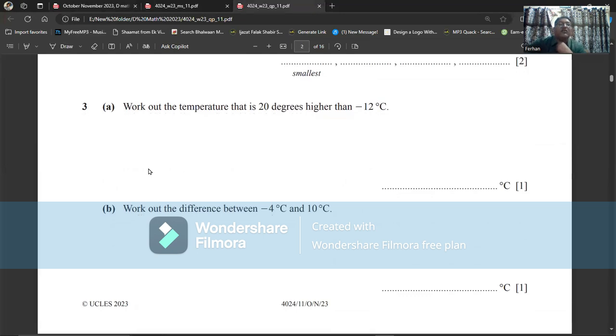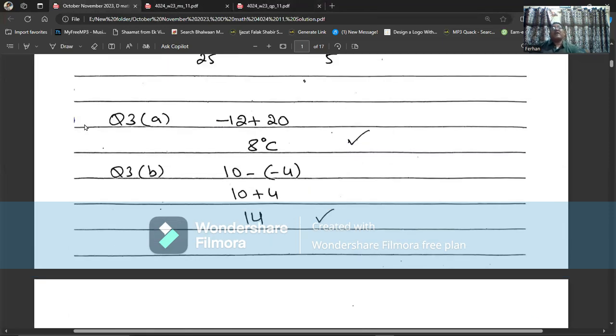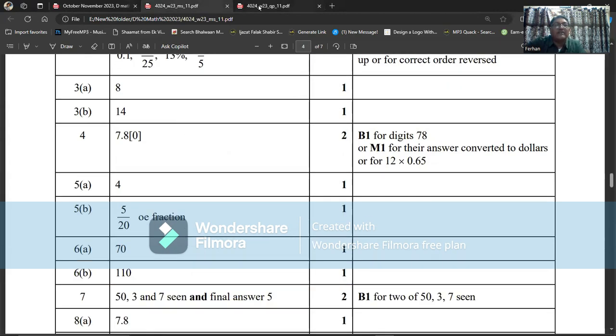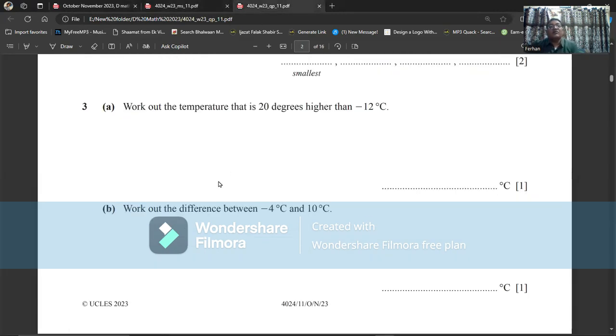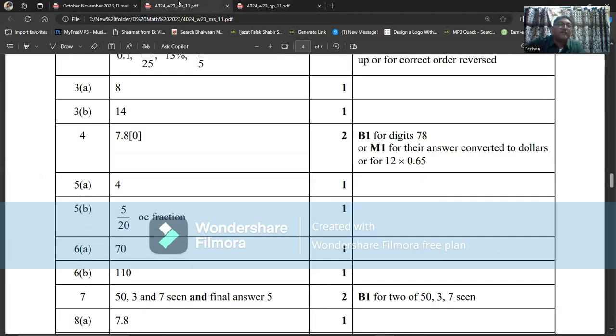Question number 3. He says, work out the temperature that is 20 degrees higher than minus 12 degrees centigrade. So minus 12 plus 20, and that will be 8 degrees centigrade. So our answer is right. Then part B: work out the difference between minus 4 degrees centigrade and 10 degrees centigrade. For finding the difference, you have to subtract them. So 10 minus minus 4 will become 10 plus 4, and that will be 14. So the difference is 14 degrees, and our answer is right.